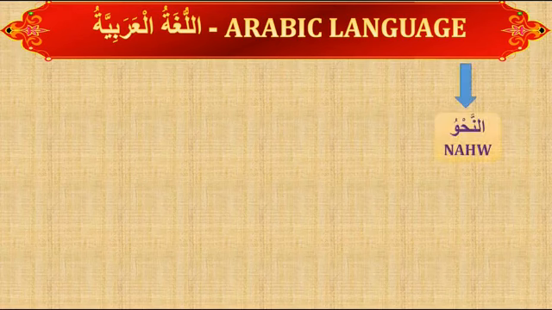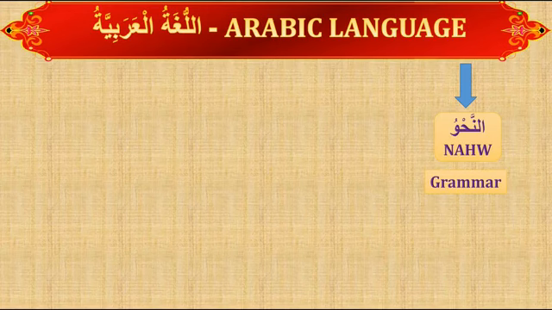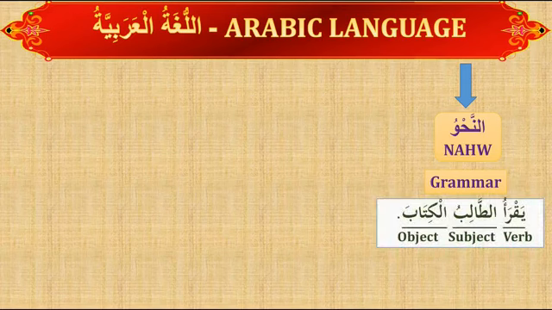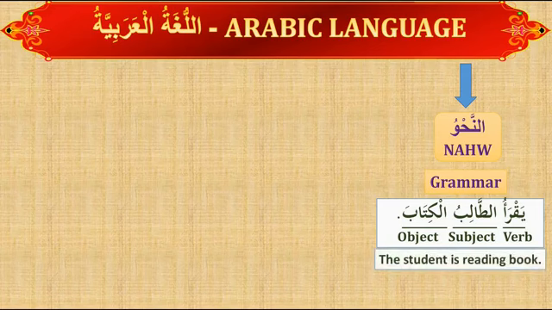First is An-Nahu. It is most often translated as grammar. It teaches us how to join a noun, verb, and particle to form a correct sentence, as well as what the i'rab, condition of the last letter of a word, should be. For example, يقرأ الطالب الكتاب. The student is reading the book.